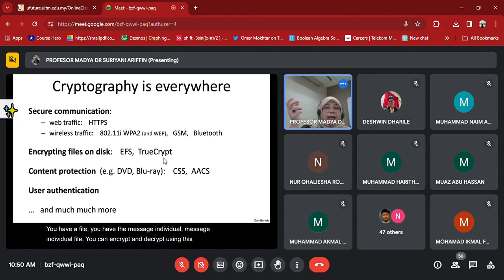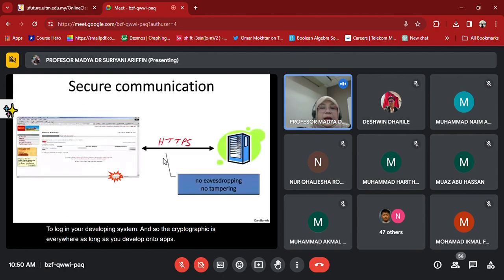Okay, and also this cryptographic algorithm can protect the contents from others, and can also be used for user authentication, for passwords, to store the password, to log in to your developing system and other things. So cryptography is everywhere as long as you develop apps or web and so on.